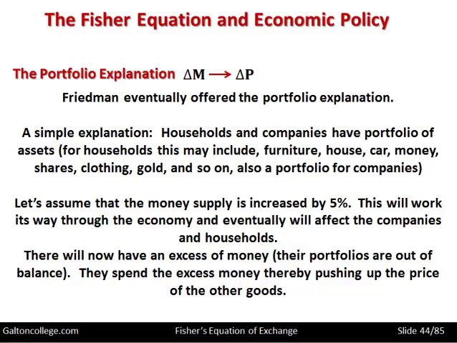Later on, a much more sophisticated explanation was offered by Friedman. We want to explain why changes in the money supply change the rates of inflation. Well, a simple explanation could be this portfolio explanation. For example, households and companies have portfolios of assets. For households, this may include furniture, the house, car, some money, shares, the clothing the people have got, perhaps some gold, rings, jewellery, and so on. So households have a portfolio of assets. Companies also have portfolios of assets. They have raw materials and equipment and premises and so on.